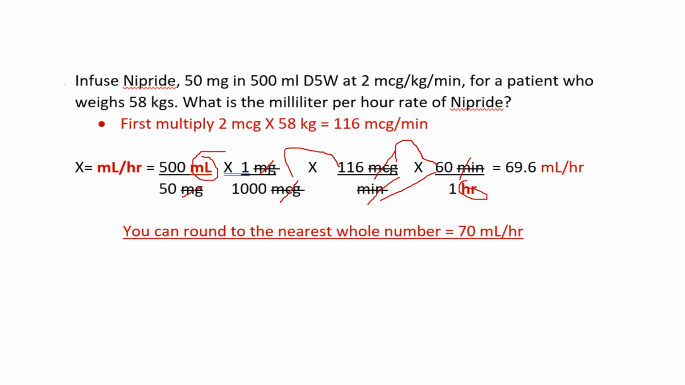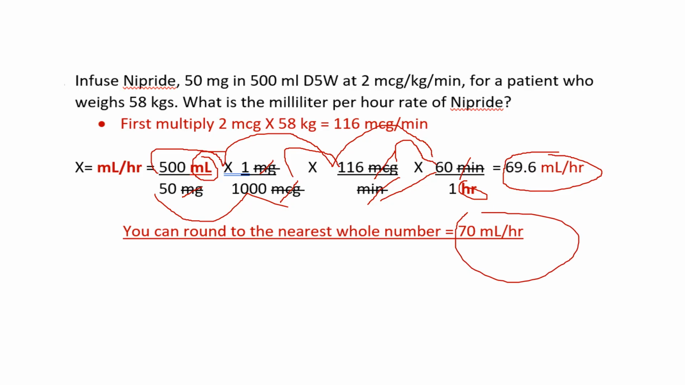All we have to do is multiply 500 times 116 times 60. Same thing with the denominator: we multiply 50 times 1,000, and then we divide what we come up with. That will be our answer, 69.6. If you're going to round to the nearest whole number, we're going to round it up to 70 ml per hour.